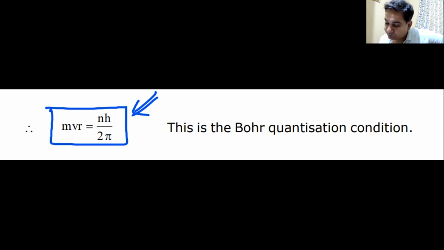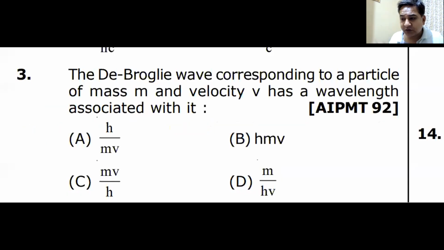Done, sir. Okay, then we'll do one or two questions because everything has already been done. So this is the question that comes in exams like NEET. The de Broglie wave corresponding to a particle of mass m and velocity v has a wavelength associated with it of how much? Waiting for your answers.